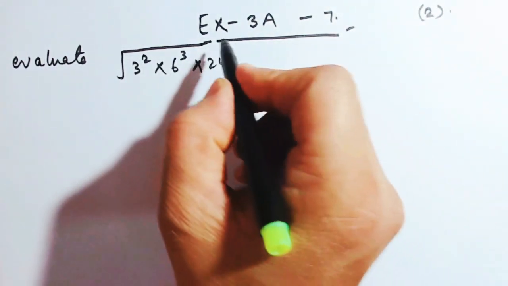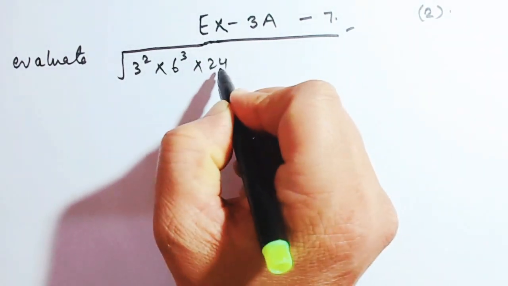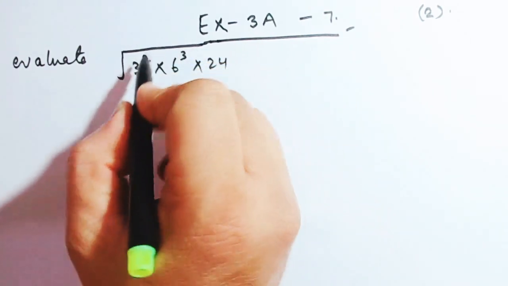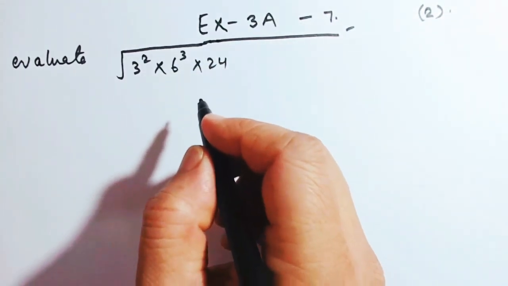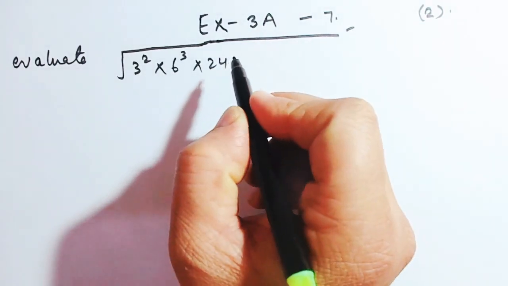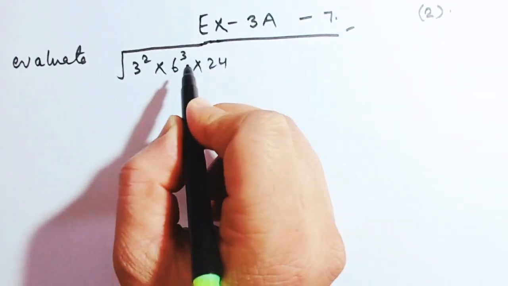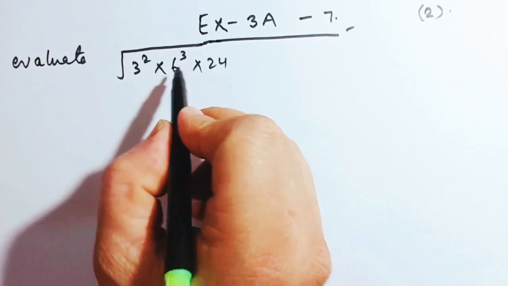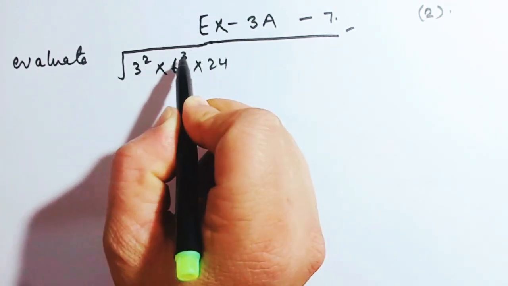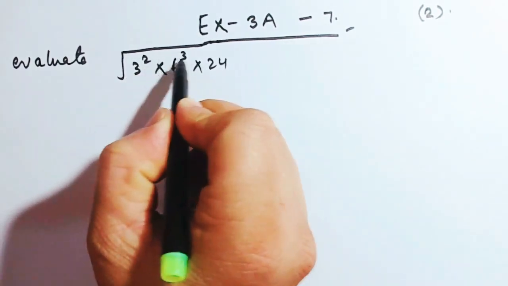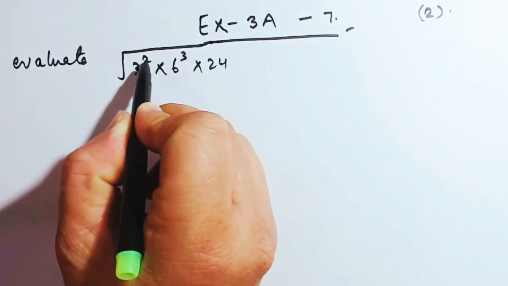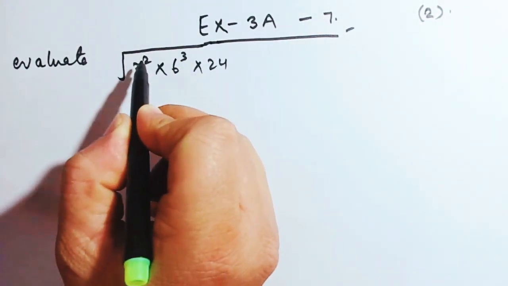They have given you numbers, and at the same time they have given you the numbers in exponent form. Clear? So what are we going to do? Let's see. First we are going to see whether these powers are in even number form. Here we have 3 square, the power is an even number, so I don't have any issue.